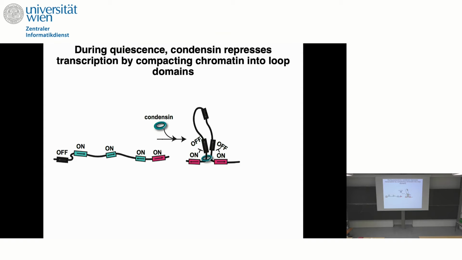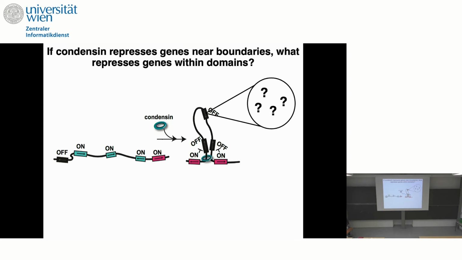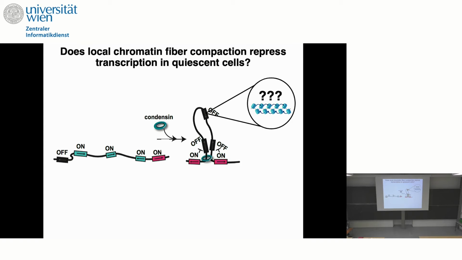And it seems to mostly be responsible for repressing the transcription of genes located right around the base of these loops. And so we really next begin to wonder, if condensin is responsible for repressing transcription of these genes, what is repressing the transcription of genes located within these loops, which really is the majority of genes in the genome. So we thought maybe something going on with the local chromatin structure might be responsible for this.